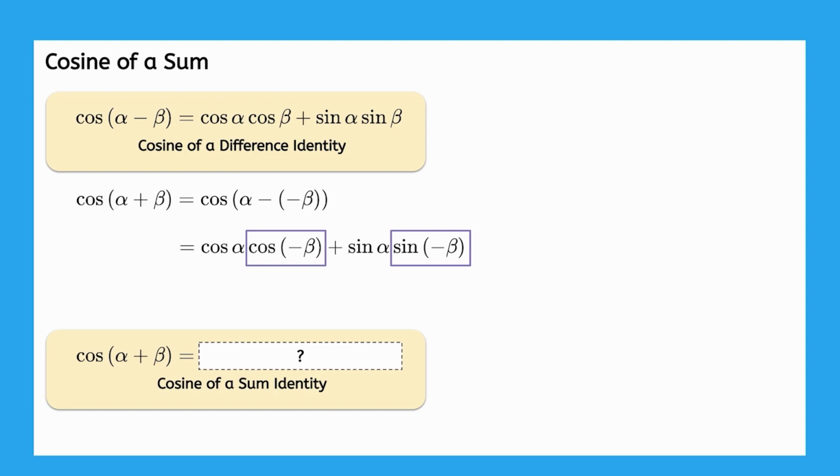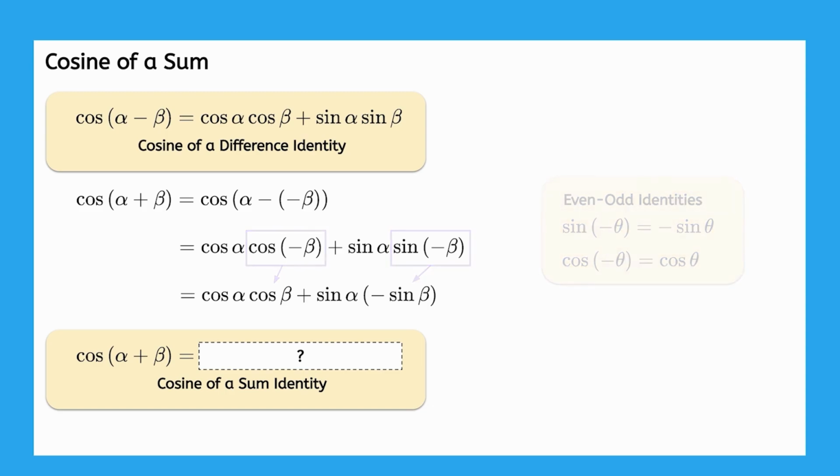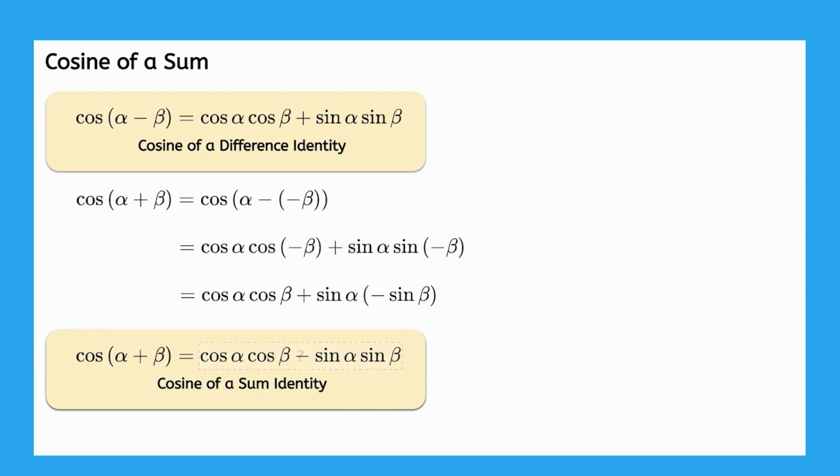Cosine and sine of negative beta remind me of the even-odd identities. Cosine of negative beta equals cosine of beta, and sine of negative beta equals negative sine of beta. Finally, sine of alpha times negative sine of beta can be written as just minus sine of alpha times sine of beta. Notice how the only difference between the cosine of a difference and cosine of a sum identities is the sign in the middle. For cosine of a difference, we get a sum of terms, and for cosine of a sum, we get a difference.